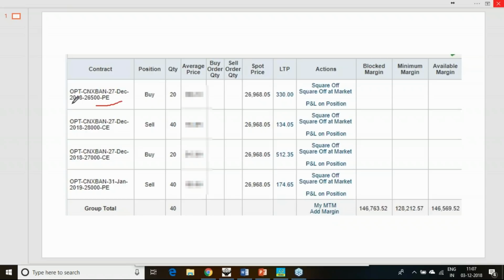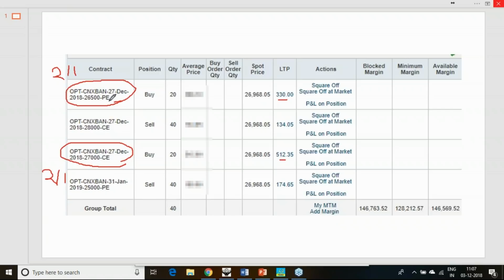So what I'm doing here, I'm taking the monthly option of 26,500 put and 27,000 call. One lot I am buying at 330 and 512. And I'm converting these to a 2/1 short ratio spread, this call option, and this also I am forming a 2/1 short ratio spread, but it is in the cross calendar.